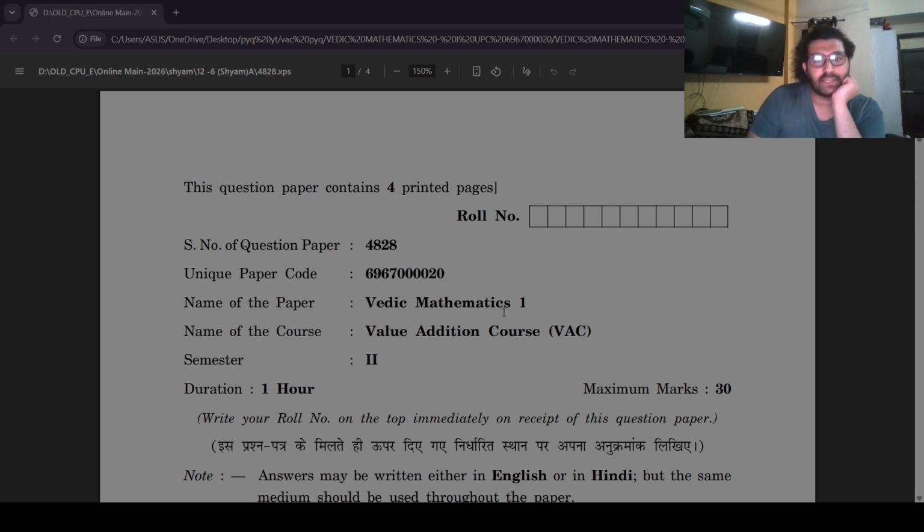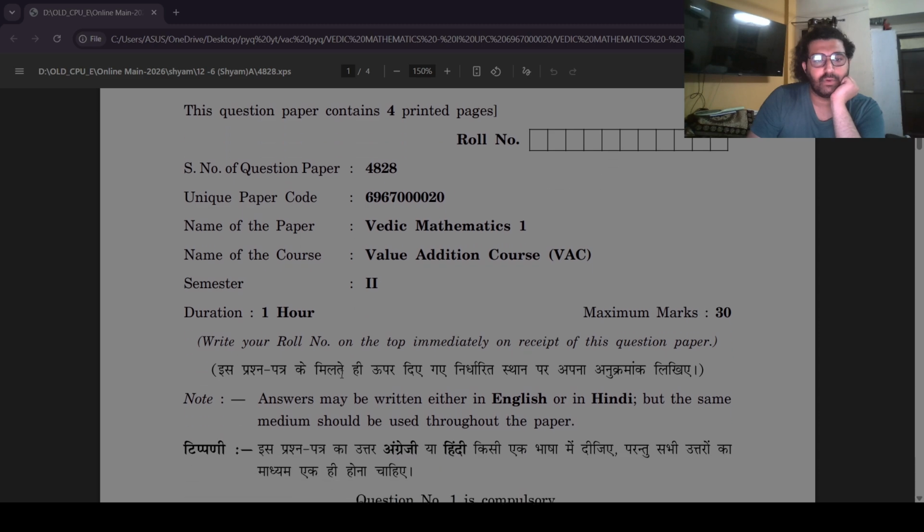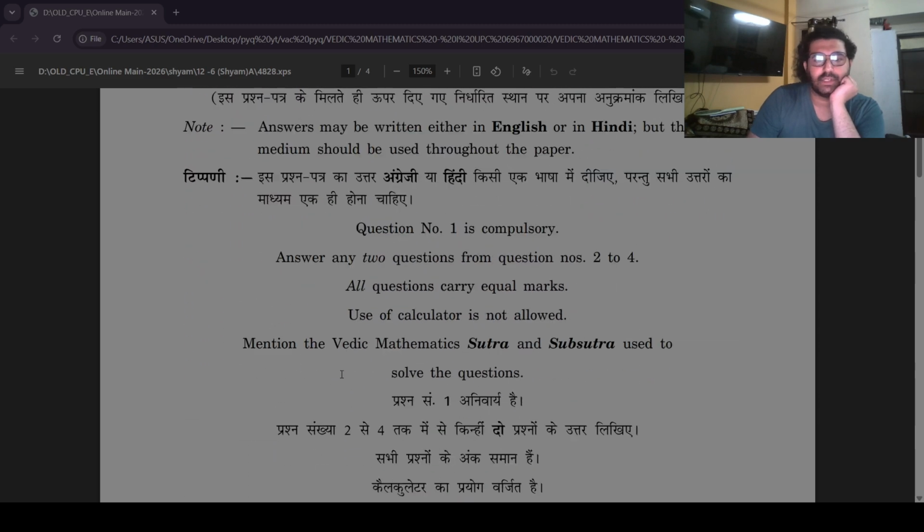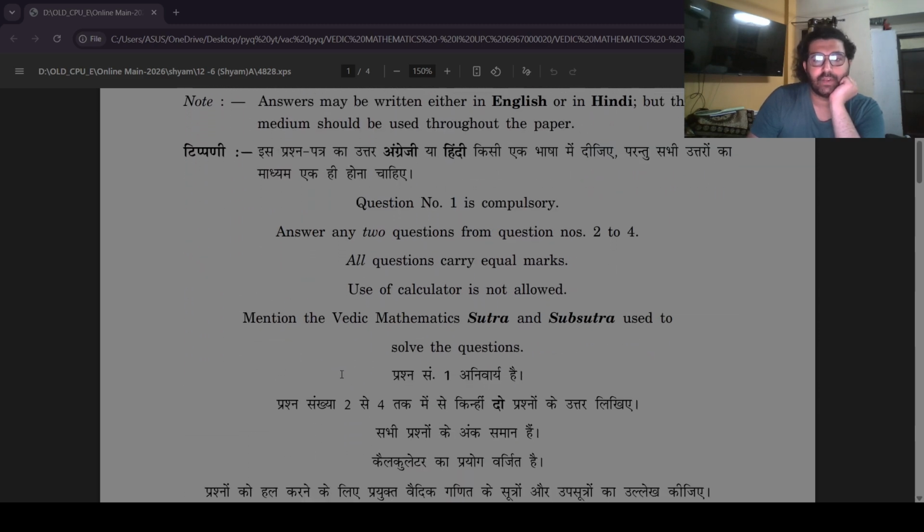Name of the paper is Vedic Mathematics 1. It's a VAC course. It's for semester 1 to 4. The maximum duration is 1 hour and maximum marks is 30. Guys, remember to read all the instructions before attempting the question paper.